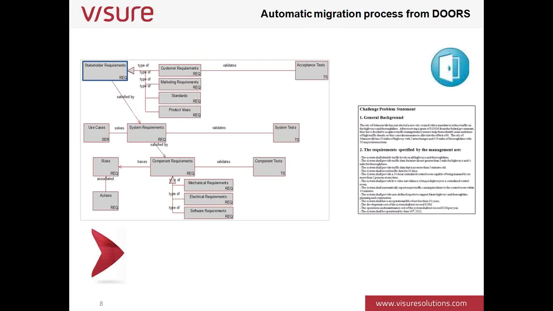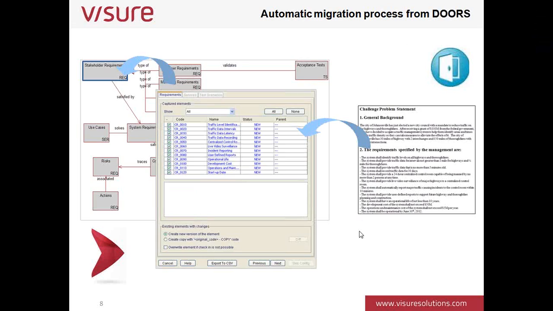How does the migration work? The first step is to be able to bring information from DOORS. The first step is to export all the information to an XRI file. All that information in the database, all the requirements, all the traceability, all the attributes will be exported to this file, which will be imported to the different elements in Visure Requirements.